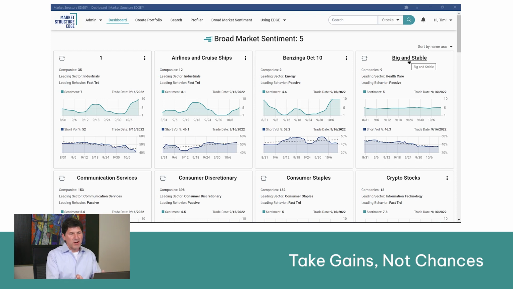But this is the starting point, just looking at the dashboard and understanding that it will show you the core principle of Edge, the thing that differentiates us from everything else that lets you take gains and not chances, and that is demand and supply. Each of these portfolios will show you demand for the whole group and supply for the whole group, and we'll talk about that separately. But now you know what the dashboard shows you.